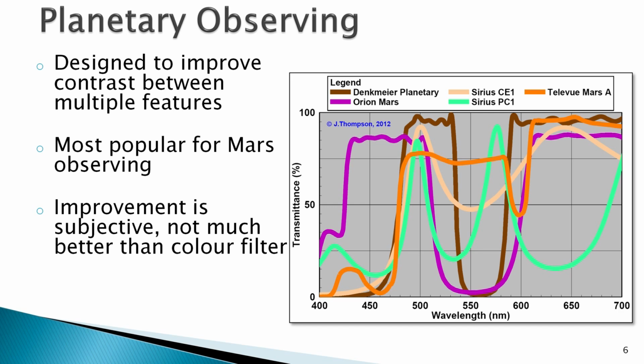I also have a general caution regarding the transmissivity of these filters. Some of them cut a very large percentage of the incoming light, making them unsuitable for smaller aperture telescopes. For example, the Orion Mars filter I personally found to be too dark to use with my 8-inch SCT.